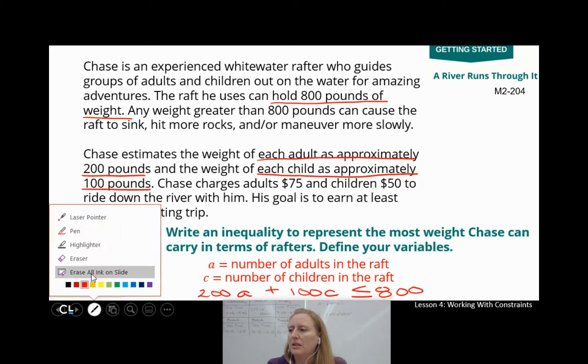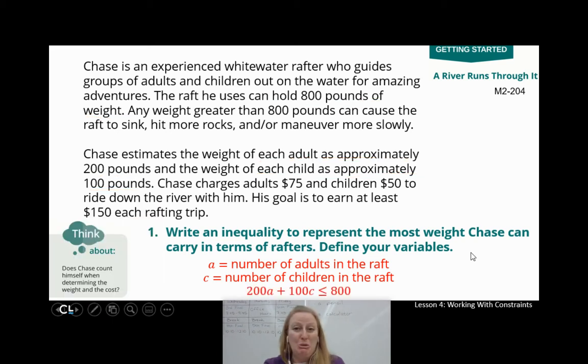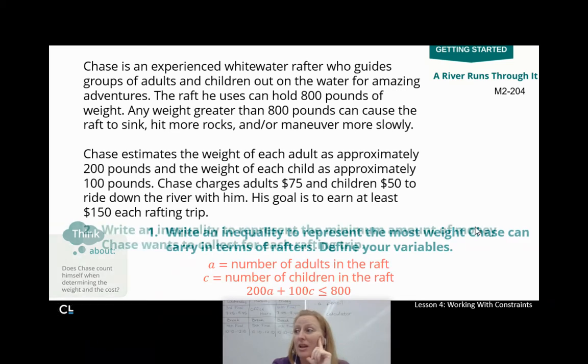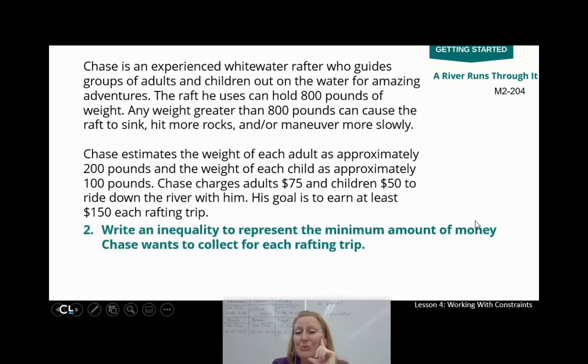Here, I'm going to erase this so you can see my pretty typed version. So we have an inequality for the weight. But remember that Chase was also trying to make money on this, right? He's trying to earn at least $150 each rafting trip. So can you write another inequality? And again, A for adults, C for children is fine. Can you write an inequality to represent the minimum amount of money Chase wants to collect for each rafting trip? Go ahead, hit pause, write your inequality, hit play when you're ready to check your work.